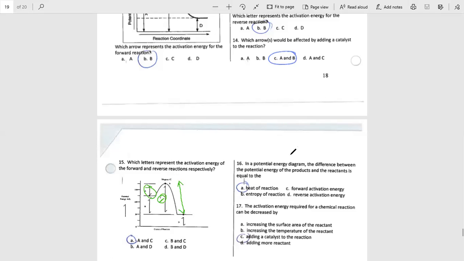And then 16, in a potential energy diagram, the difference between the potential energy of the products and your reactants. So this is just saying heat of products minus heat of reactants, and that is equal to your delta H, heat of reaction. And then 17, the activation energy required for a chemical reaction can be decreased by adding a catalyst. That should be easy.